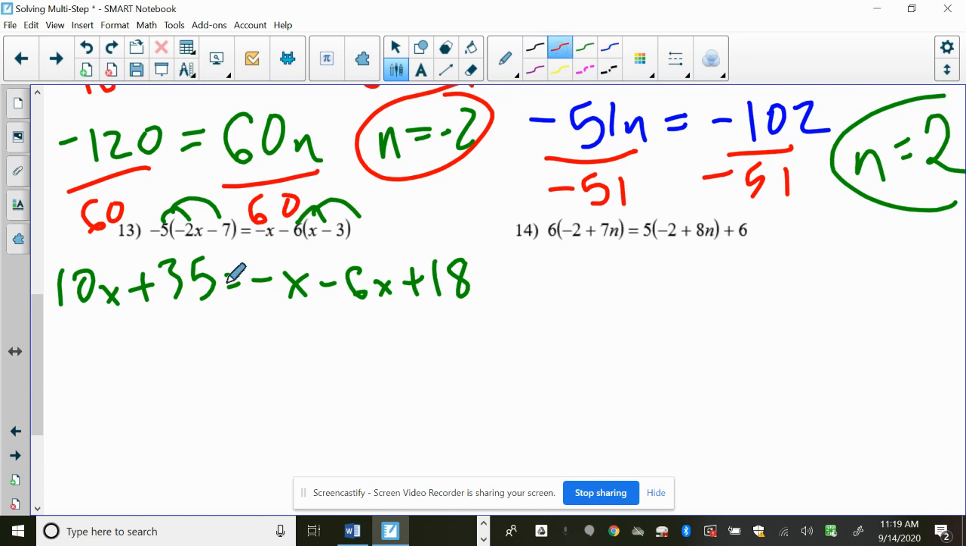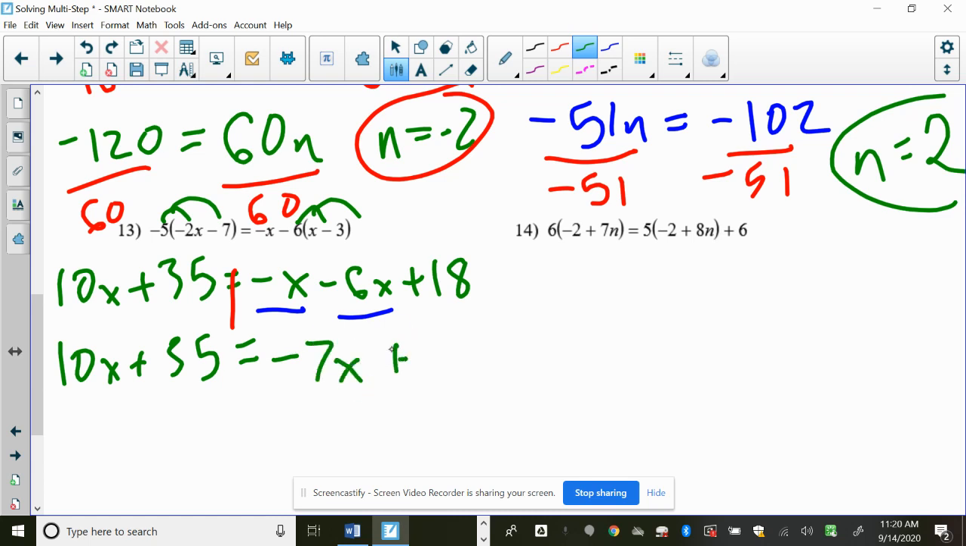Okay, now we look and see, can we combine anything? Left side, 10x plus 35, nothing we can combine, so we just rewrite it. 10x plus 35 equals, we look at the right, well, we can combine negative x and negative 6x. That's saying negative 1x minus 6x. So that'd be negative 7x plus 18.